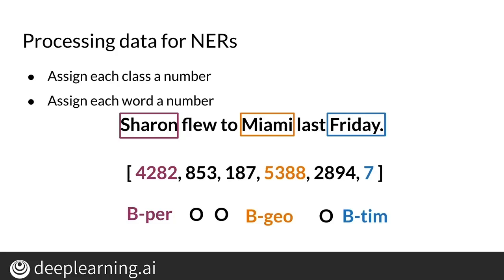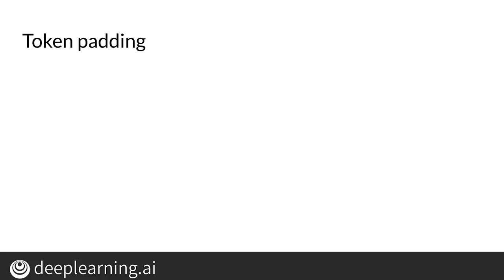From this point, each sequence is then transformed into an array of numbers, where each number corresponds to the index of the labeled word. So from a labeled sentence that looks like this, you'll be transforming it into a numerical array. When processing the dataset, you need to represent each word in the vocabulary as a number, as you just saw.